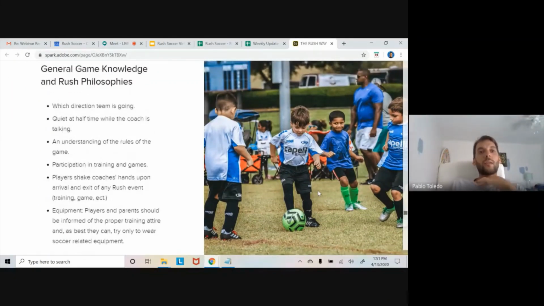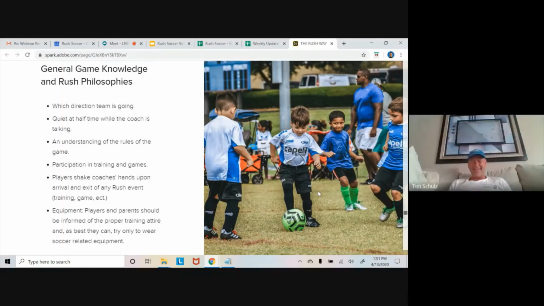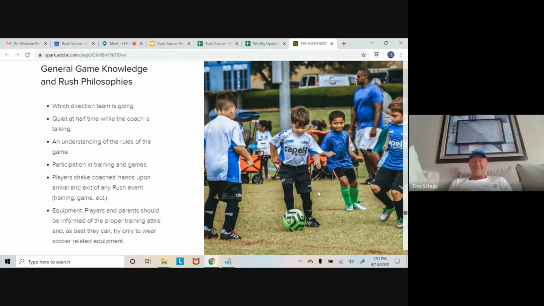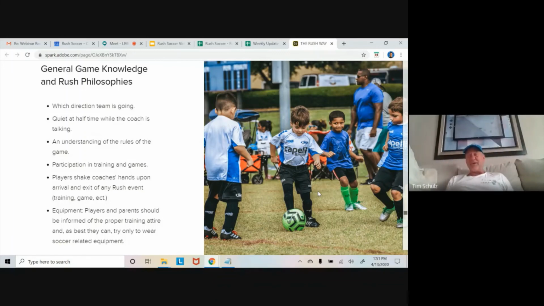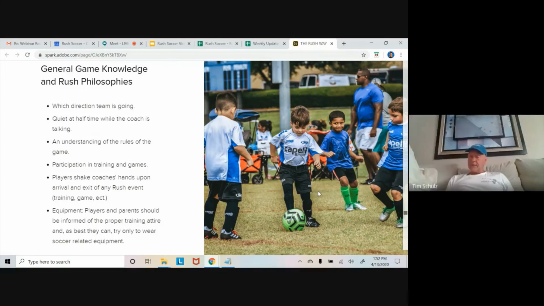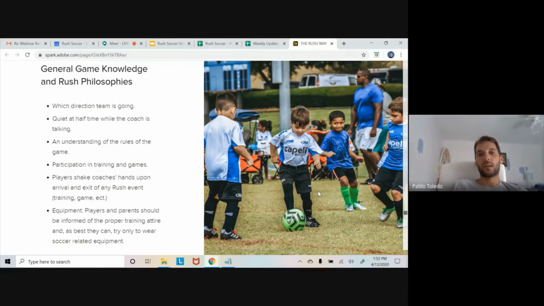The general game knowledge and Rush philosophies. So these are expectations as well, and these are fun in this age group. So it's just like you were saying before. For instance, an expectation is which direction the team is going. See, the boy in the picture there, he's not quite sure. The one behind him, for sure, he's not sure where he's going. So no, very good, very good. Like you were saying, this is worth reading. Quiet at halftime while the coach is talking. Yep. With the fact of being respectful and starting to promote that from a very young age.